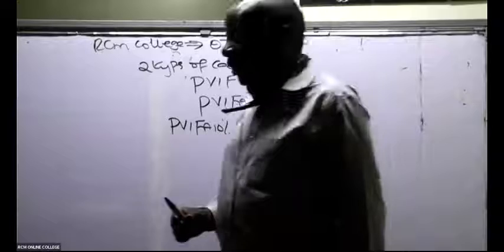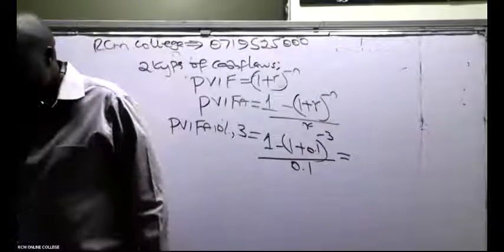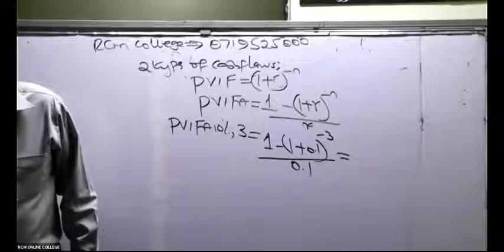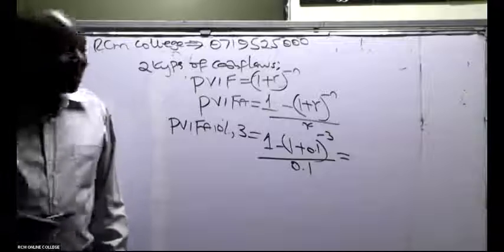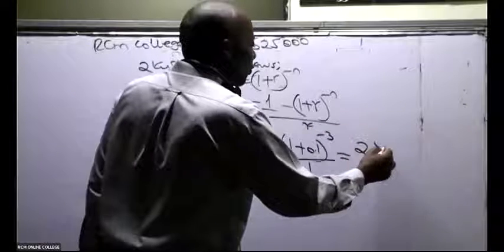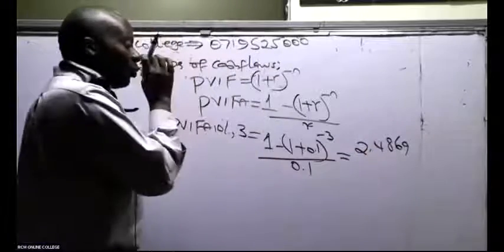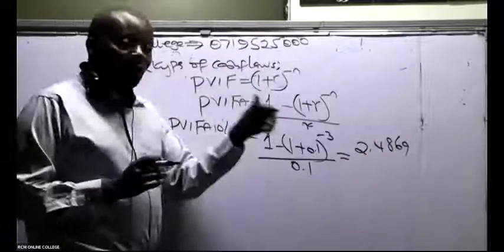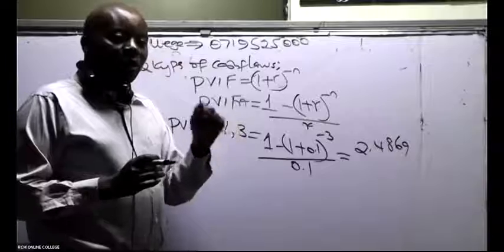To 4 decimal places, according to Selmith, it is 2.4869. So I also expect that when I go to my YouTube channel, somebody should be posting this answer there.